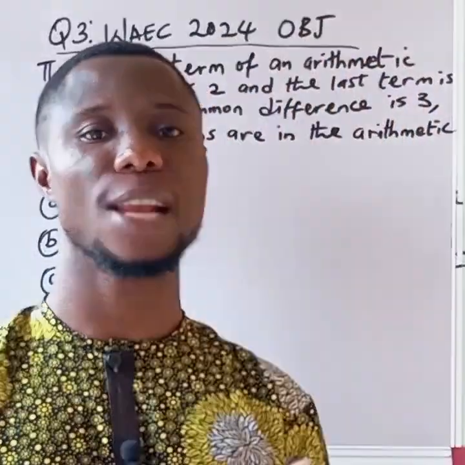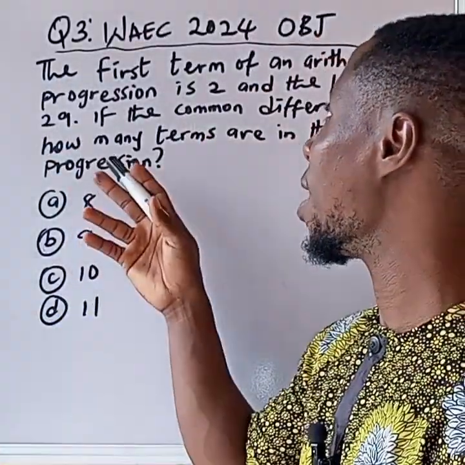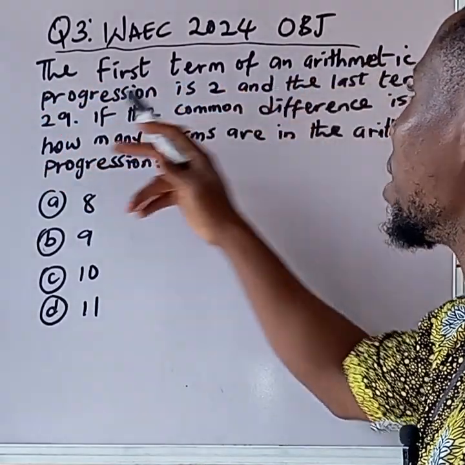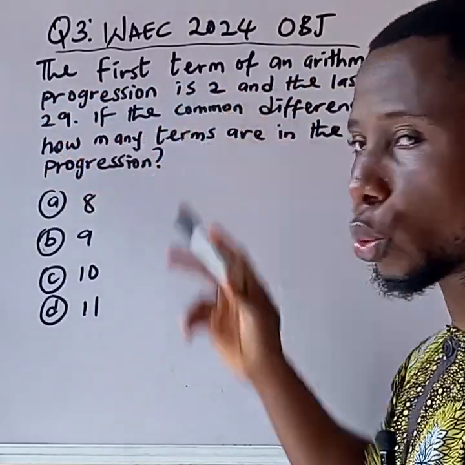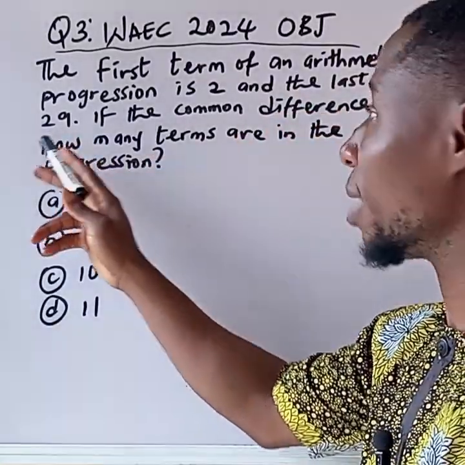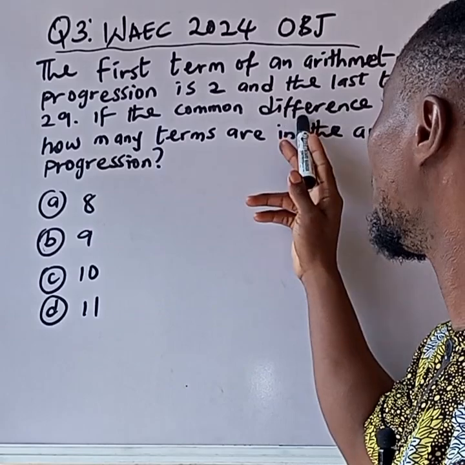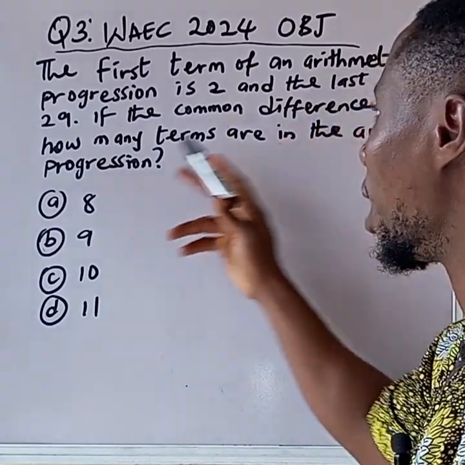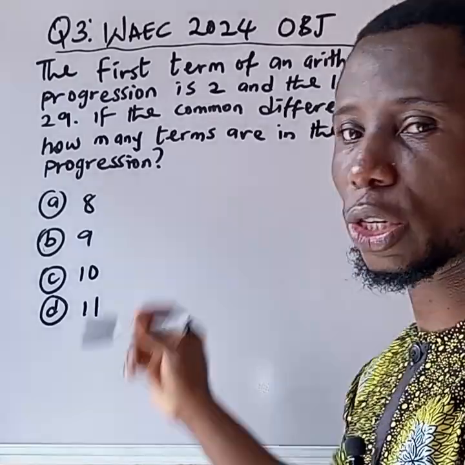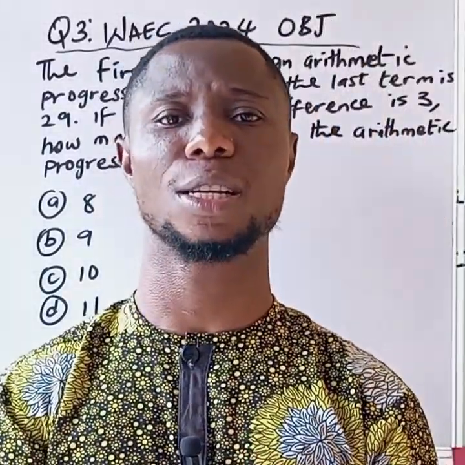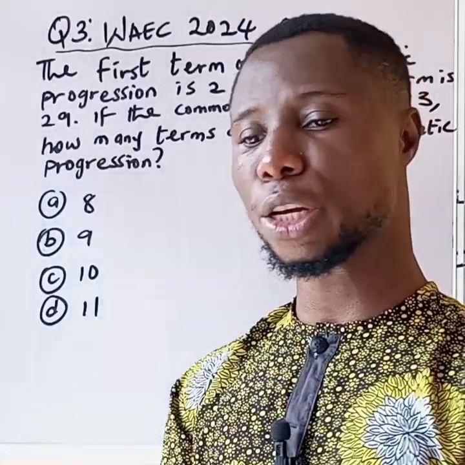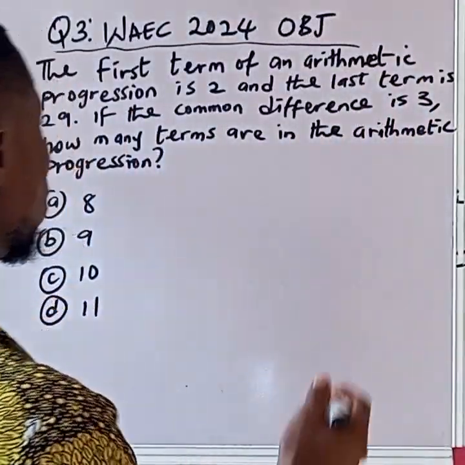All right, let's consider this question. It says the first term of an arithmetic progression is 2 and the last term is 29. If the common difference is 3, how many terms are in the arithmetic progression? All right, guys, this question is about arithmetic progression, and what you need to do is very simple.